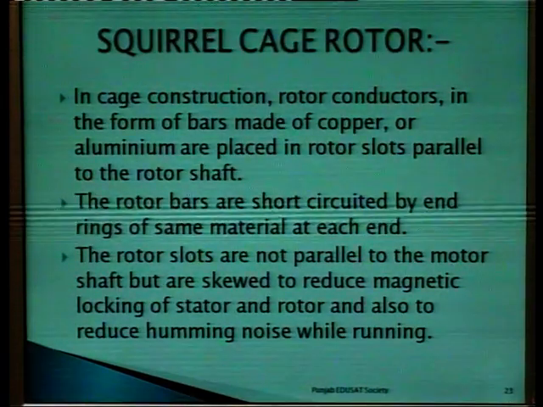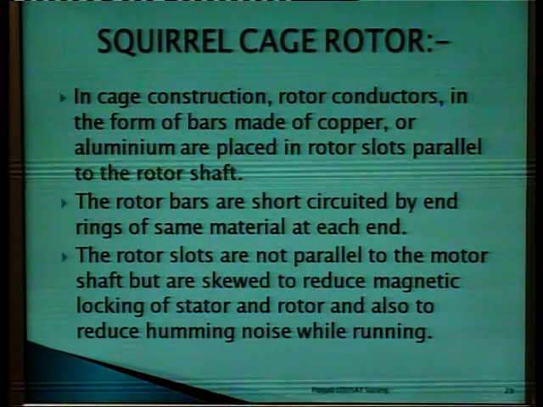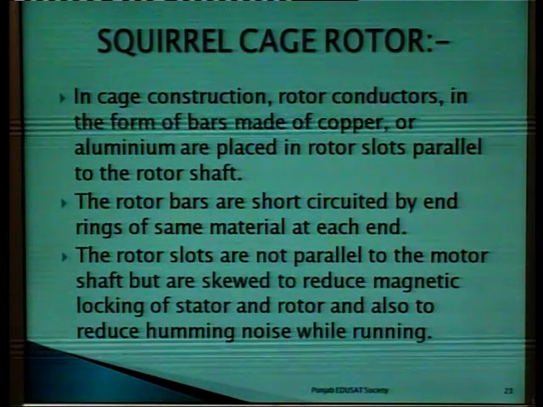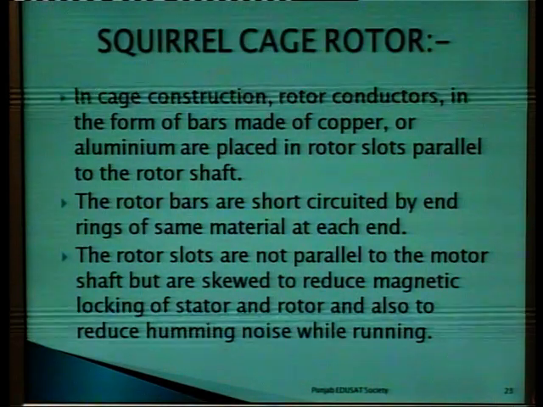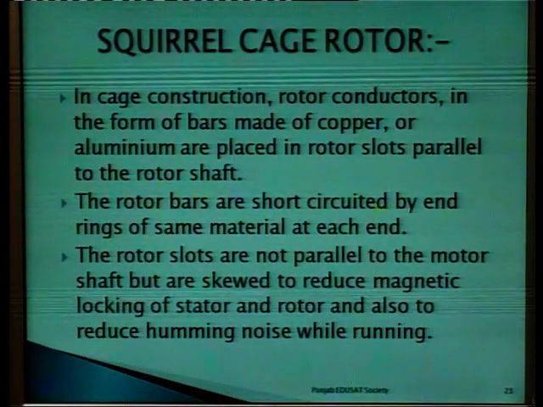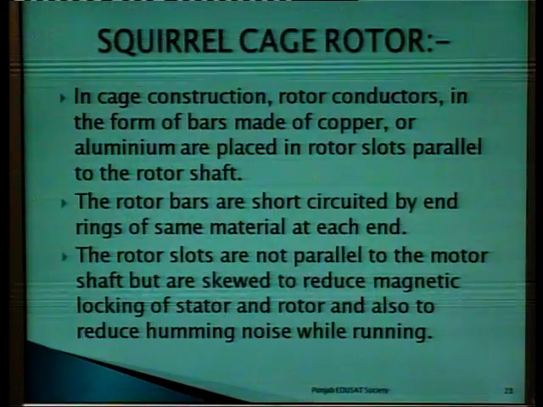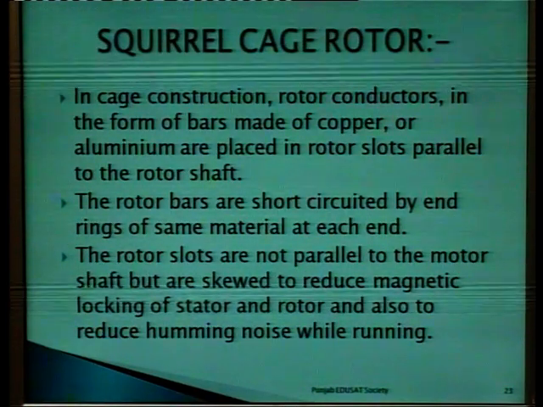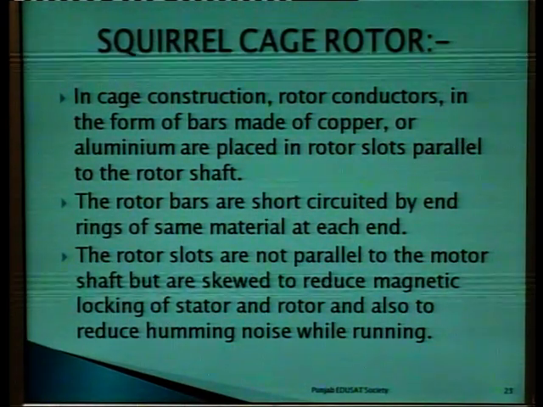Squirrel cage rotor. In cage construction, rotor conductors in the form of bars made of copper or aluminium are placed in the rotor slots parallel to the rotor shaft. The rotor bars are short circuited by end rings of the same material at each end. The rotor slots are not parallel to the motor shaft but are skewed to reduce magnetic locking of stator and rotor, and also to reduce the humming noise while running.